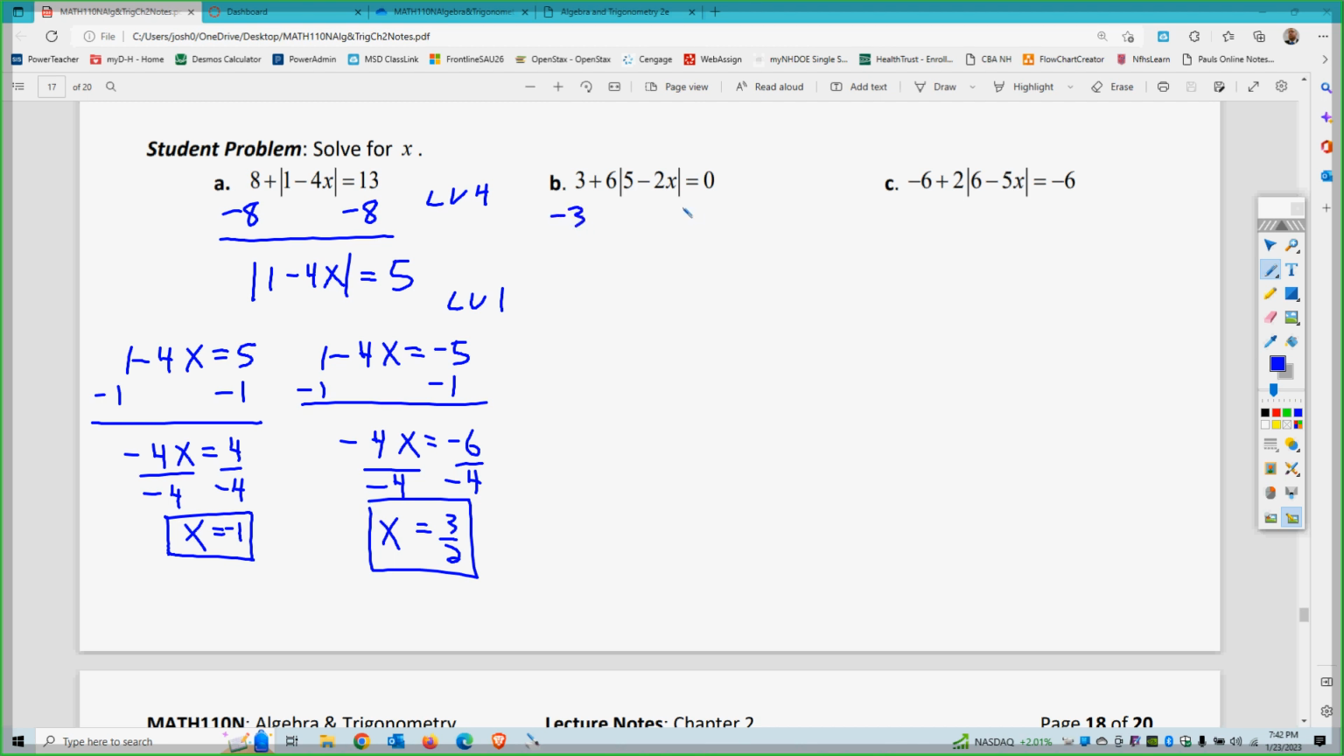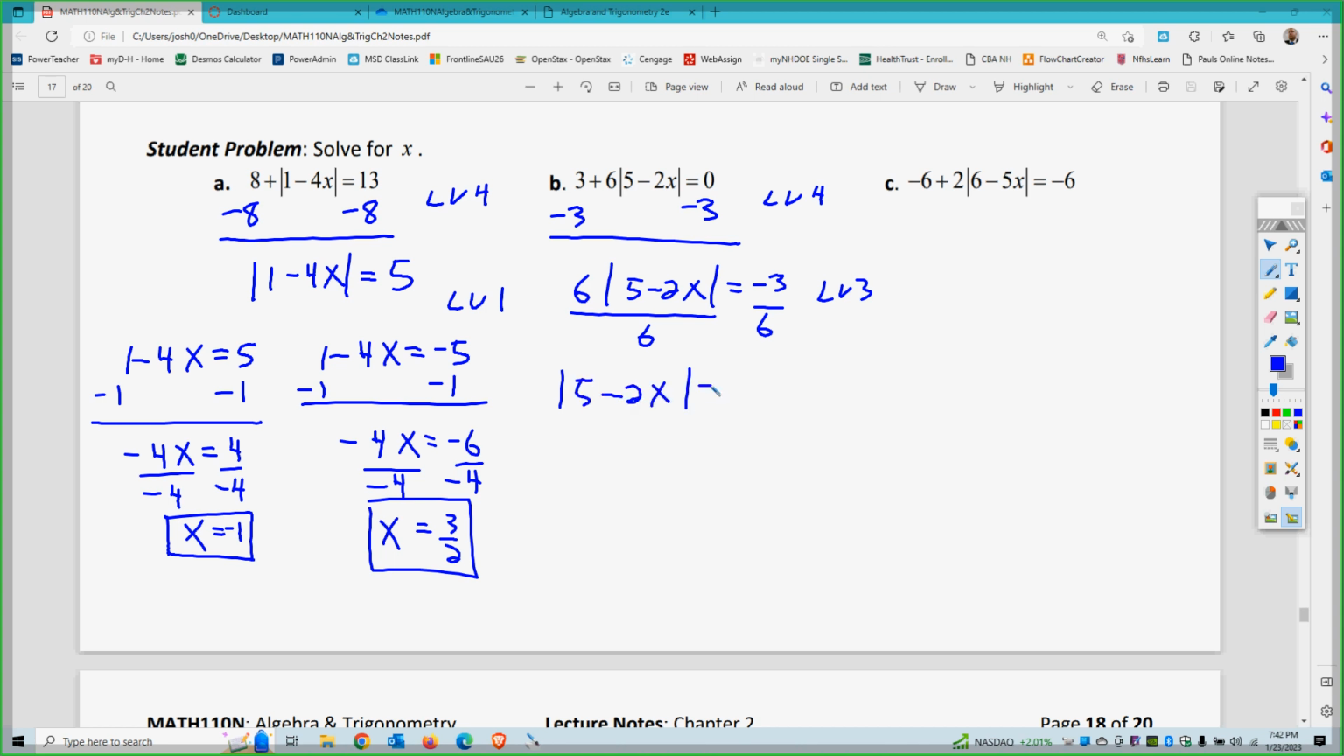All right, so I'm going to minus 3. That's level 4, adding and subtracting. So 6 times |5 minus 2x| equals negative 3. Level 3, multiply and divide. I'm going to divide by 6. So the absolute value of 5 minus 2x equals negative 1 half. So I cannot do level 1 or 2 now because the absolute value equals a negative. So I have an empty set because an absolute value cannot be a negative outcome.